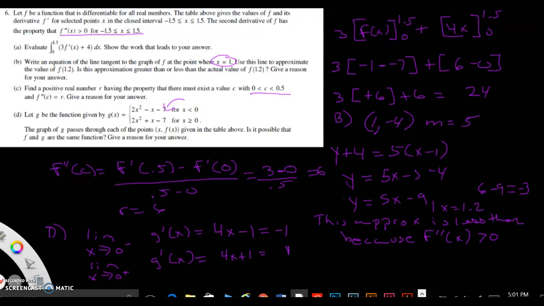So now we could say g prime is not continuous at x equals 0, but f prime is continuous at x equals 0. So f does not equal g.